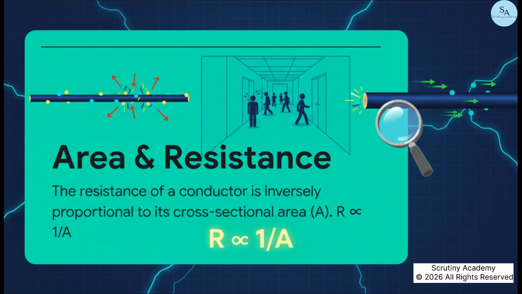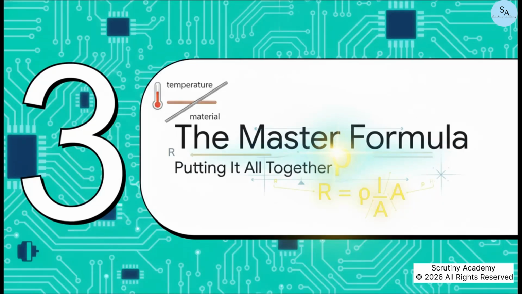It gives the electrons way more lanes to travel in, which reduces the overall traffic jam, or resistance. And that's exactly why that thin filament gets super hot. Its high resistance causes a ton of energy to turn into heat, while the thick power cord stays cool. Okay, we've explored all the key factors: temperature, material, length, and area.